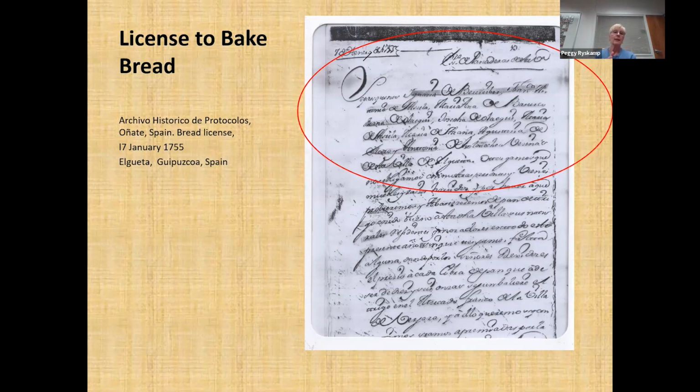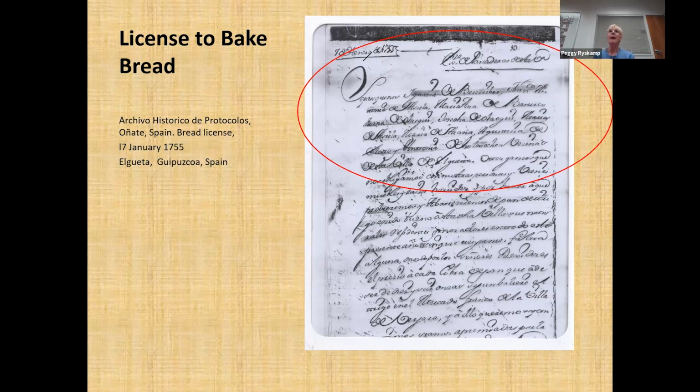And this is a license from 1755, and it lists the names of the people who are able to bake bread. And it also lists the amount that they need to sell it for and the amount that it should weigh to make sure everyone got a good deal.